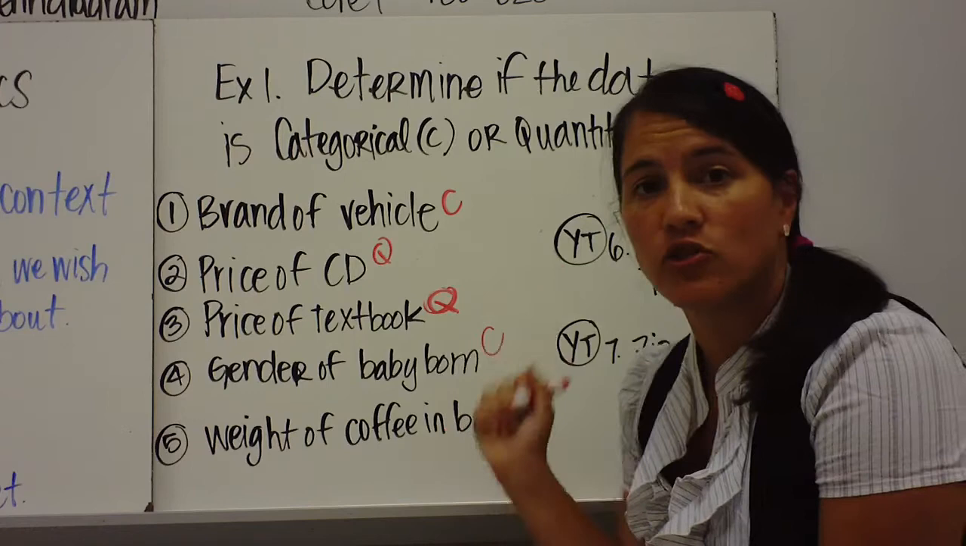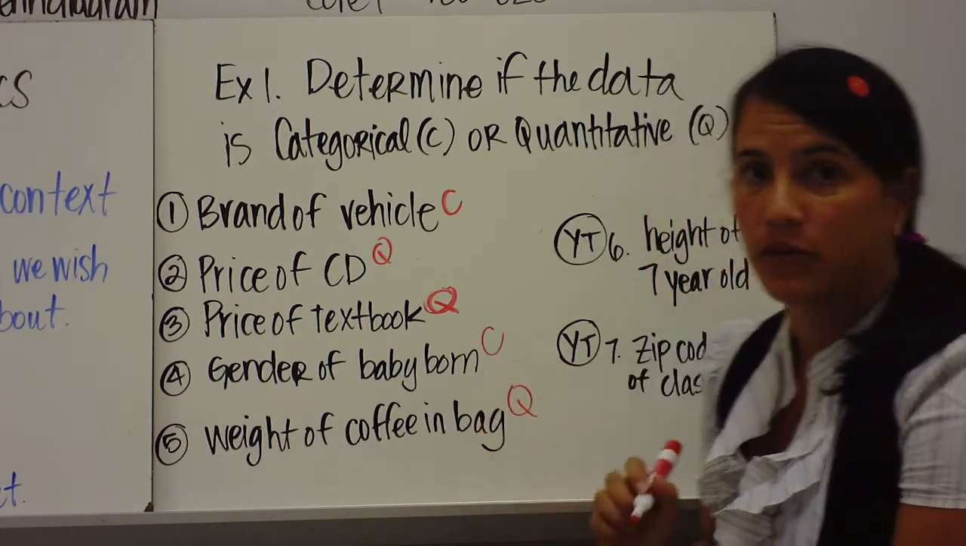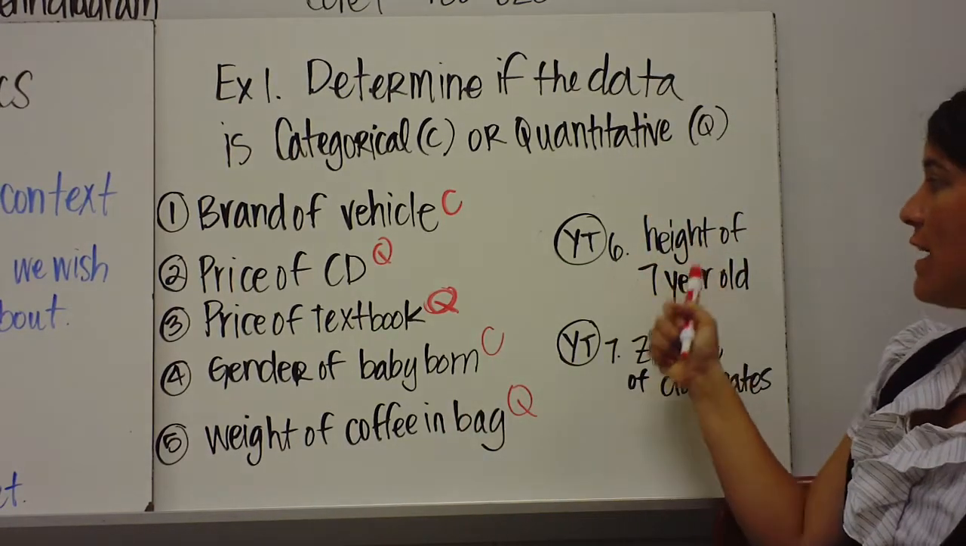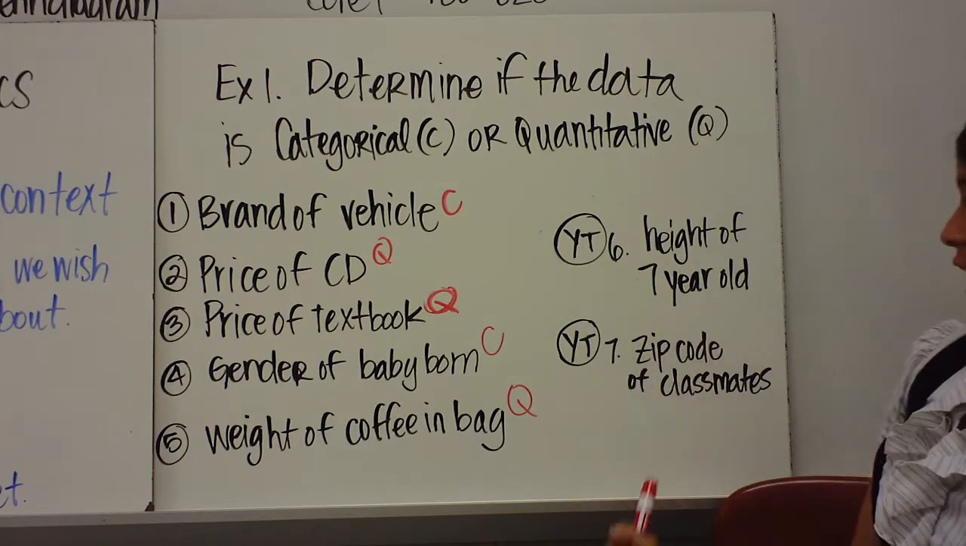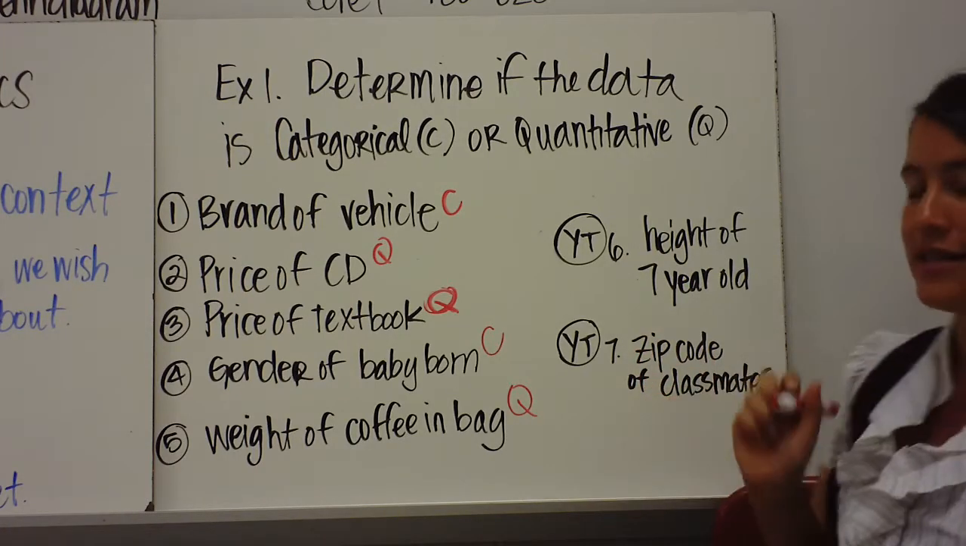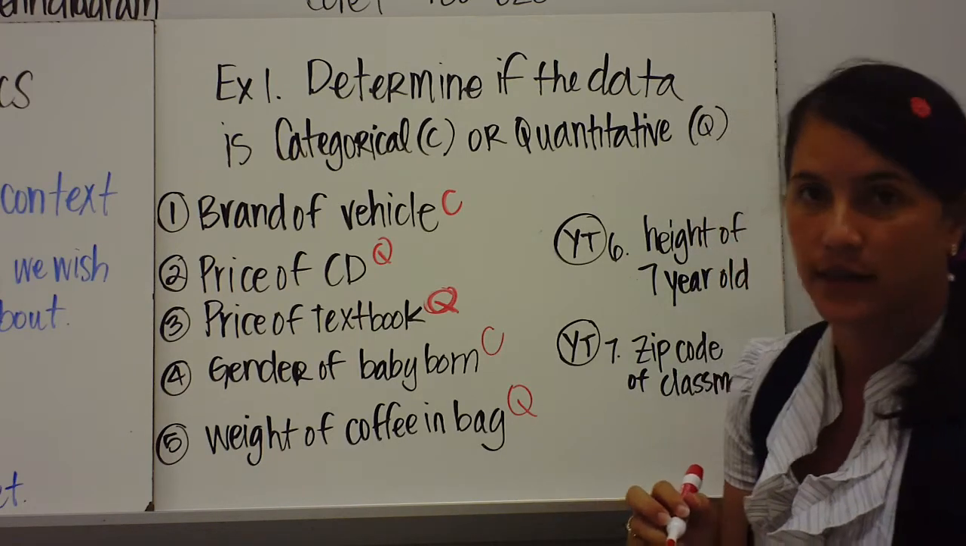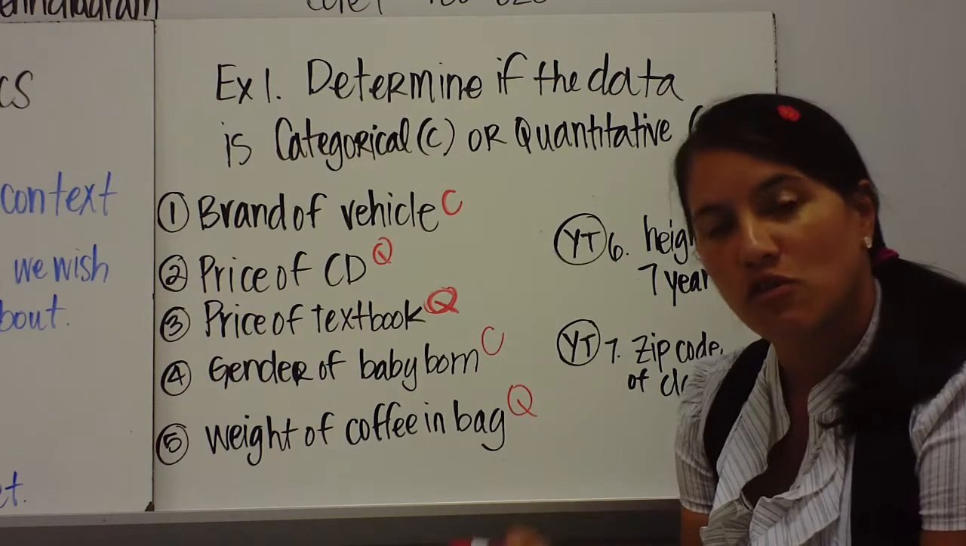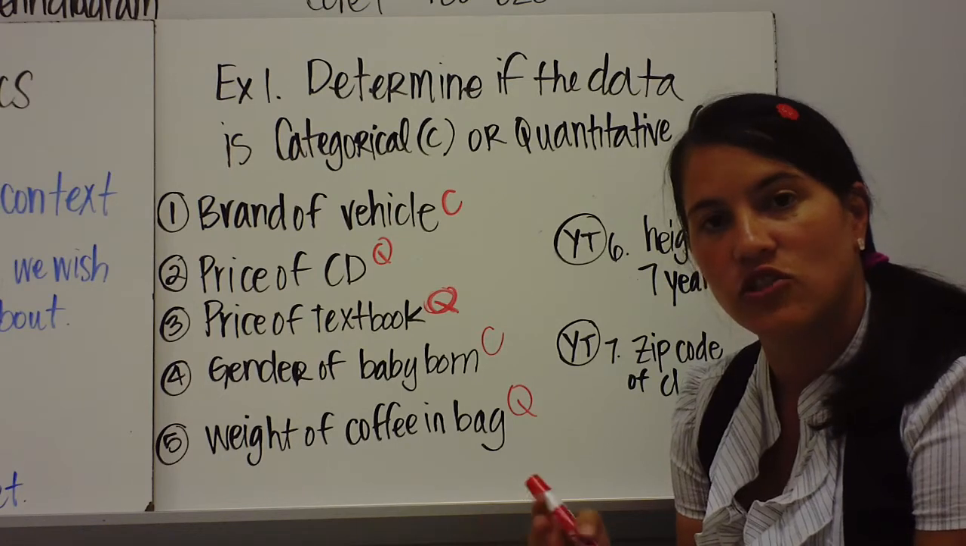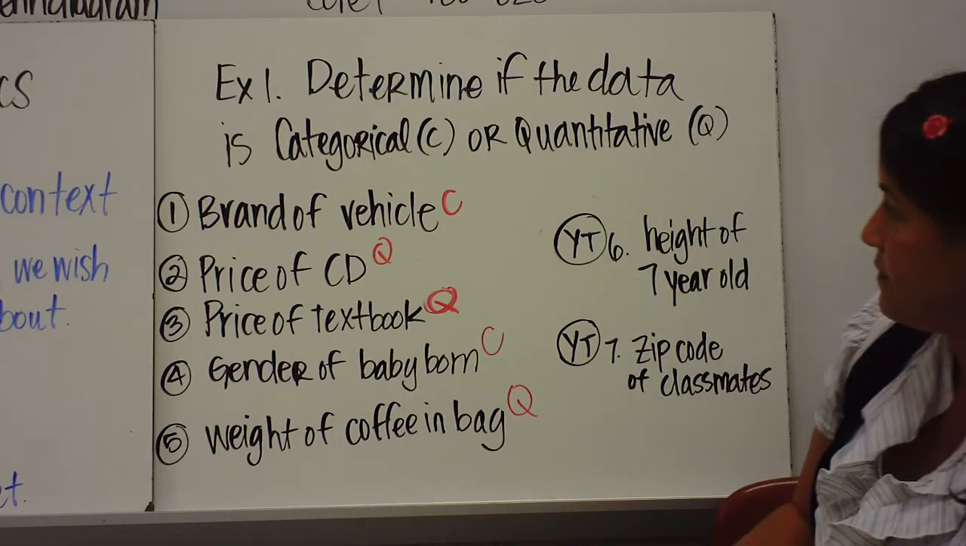UT stands for U-try. So pause it, U-try 6 and 7, and then press play when you're ready. U-try, height of a 7-year-old, and zip code of classmates. So the height of 7-year-olds and the zip codes for your classmates. So think about, can you measure it, and do the things change or do they stay the same?